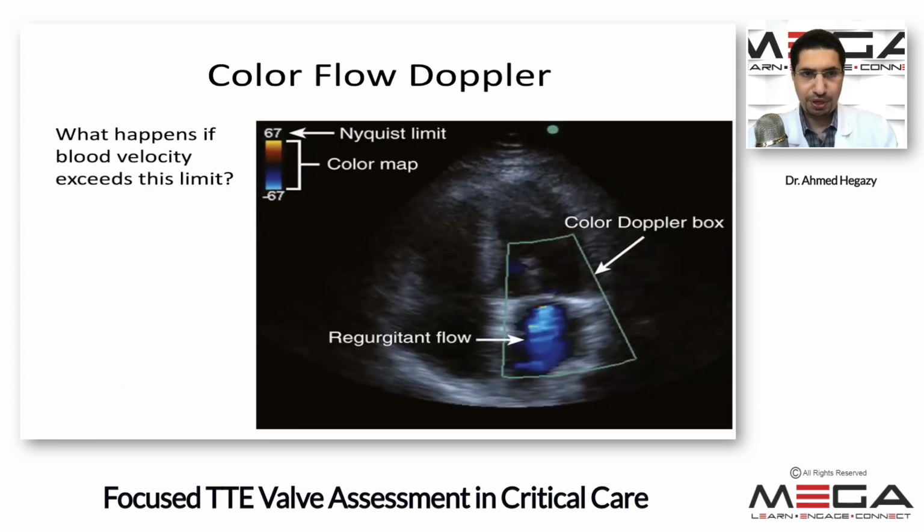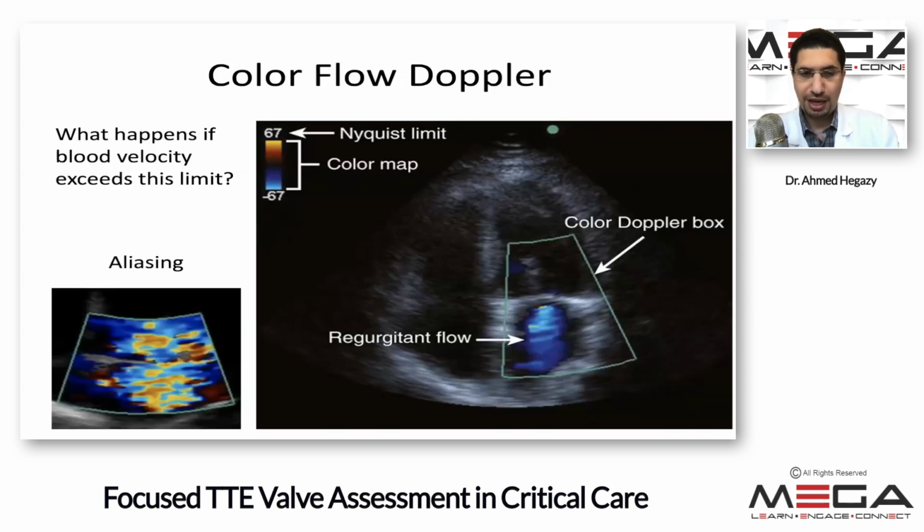So what happens if blood velocity exceeds the Nyquist limit? We've set the Nyquist limit here at 67 centimeters per second. What if our jet is going at 70 or 80 or 90 centimeters per second? What will your ultrasound machine show the flow to look like? Essentially, this is when aliasing happens. An alias is a term that describes when ultrasound velocity and direction is not being accurately depicted by your ultrasound machine. Let me tell you an example here.